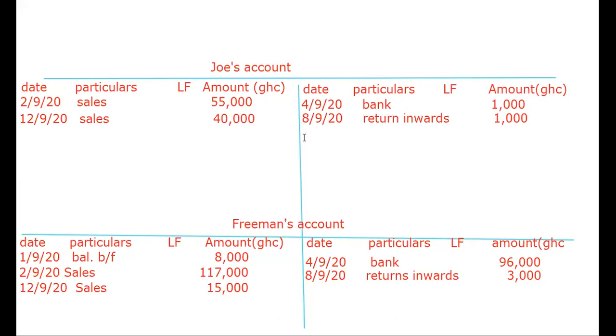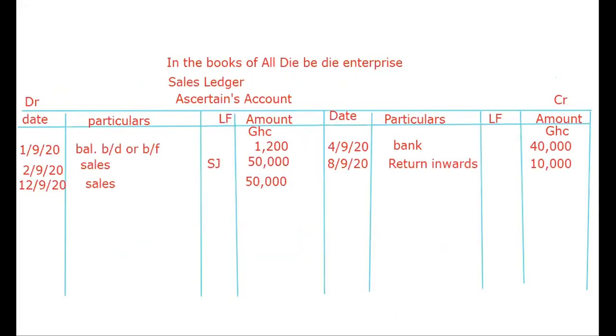Now, on the 17th, they received checks from Ascertain. Read the transaction for me. Received checks, Ascertain, 20,000. So the business received a check from Ascertain, 20,000. What will be the double entry?